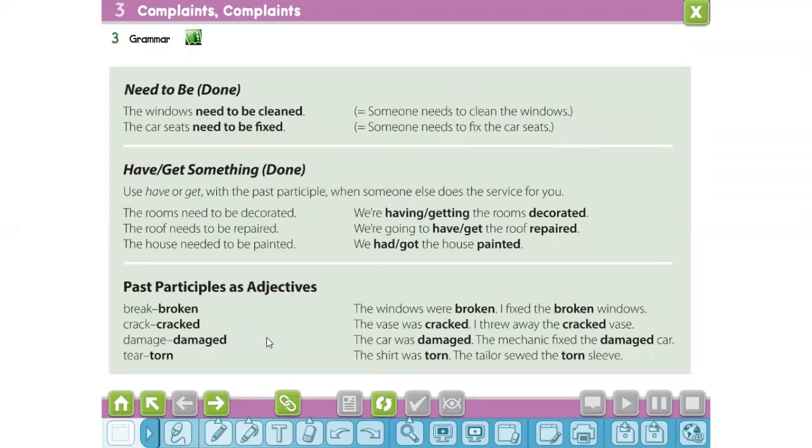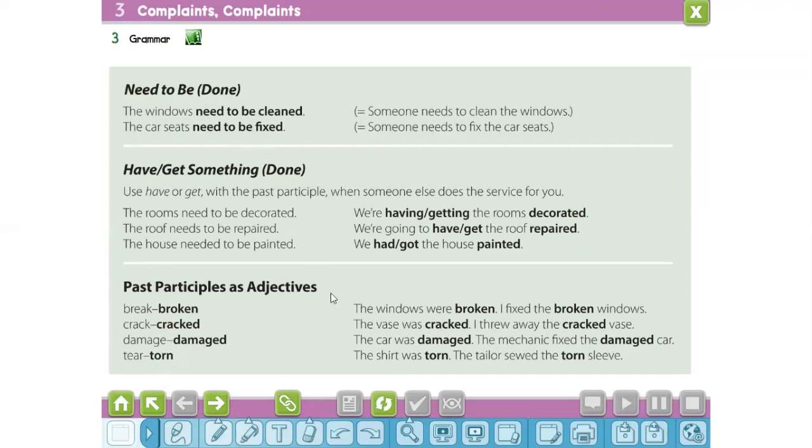Let's move to the past participles as adjectives. Past participles are verb threes. Sometimes in English we use verb threes as adjectives to describe the noun, like these examples: break, broken; crack, cracked; damage, damaged; tear, torn. So we use the highlighted adjectives broken, cracked, damaged, and torn as adjectives to describe nouns.